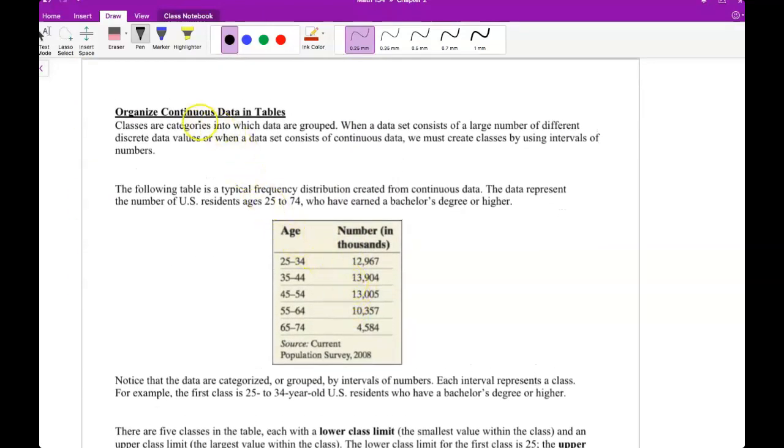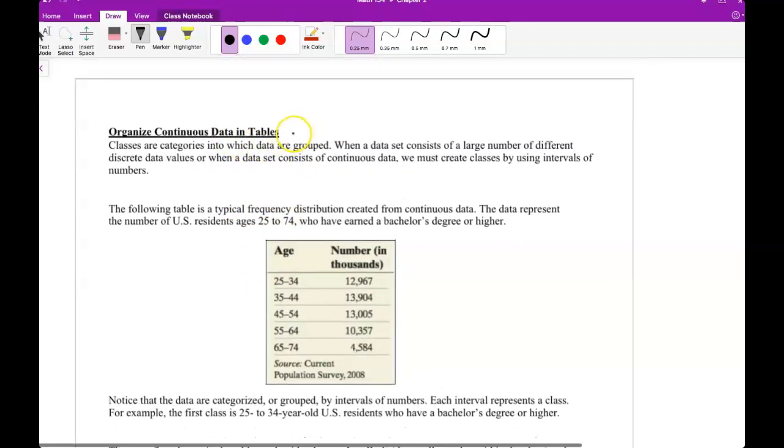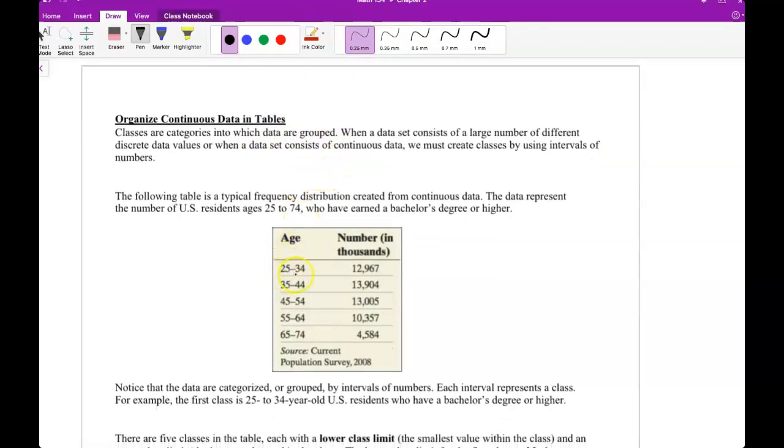Next page, we want to organize continuous data in tables. So instead of having discrete data, now we have continuous. When we have continuous data, we're going to use intervals because we don't know how many numbers exactly we have. That's why we're going to use intervals. So here, use intervals of number span.